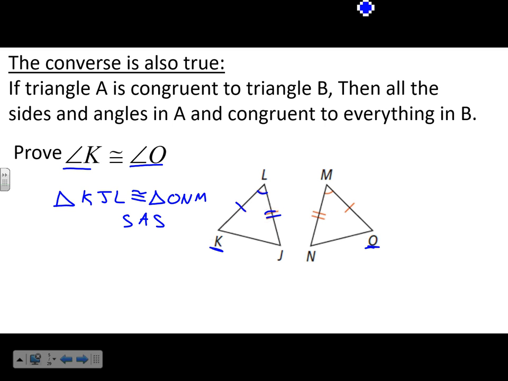So since I know that those two triangles are congruent, that means all the other angles and all the other sides are also congruent. So that means K and O are congruent. That's what we wanted to prove. And the reason is because corresponding parts of congruent triangles are congruent, CPCTC. So literally, that's the lesson for today. All of it, all in one thing, doesn't look too bad.